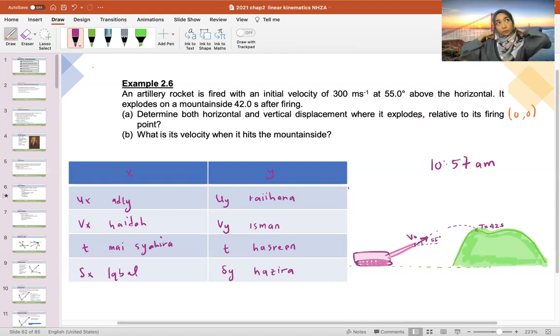Is anyone balik hostel? Bukan balik. Is anyone applying to stay in hostel? Ada tak? Ke semua tak nak pergi hostel? Hostel pula, college. Tak ada eh? Tak ada.